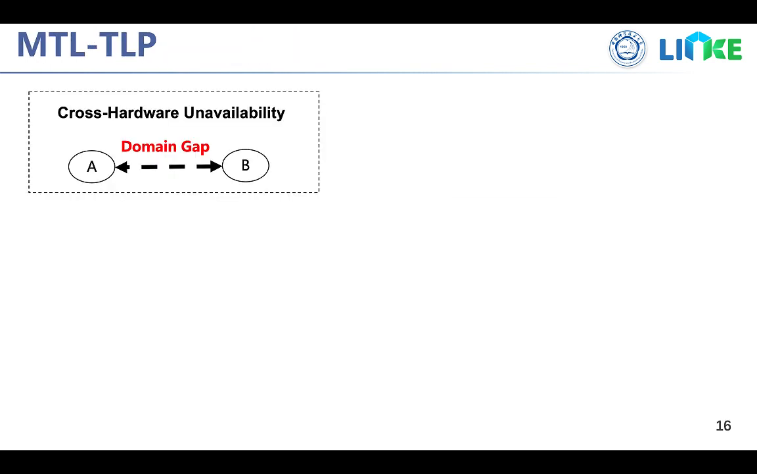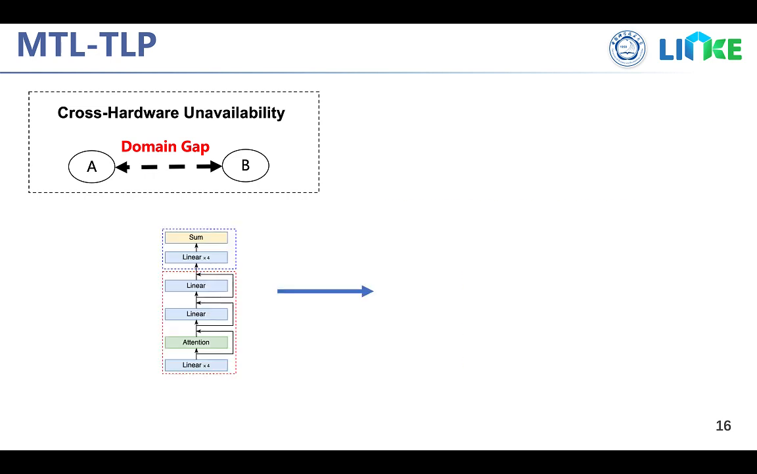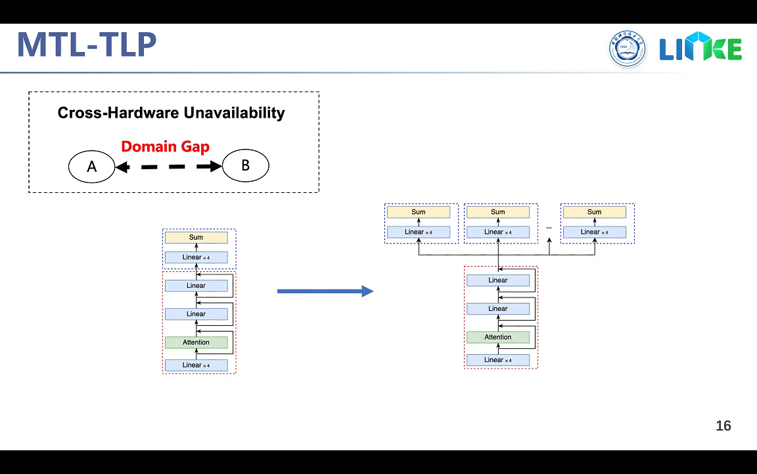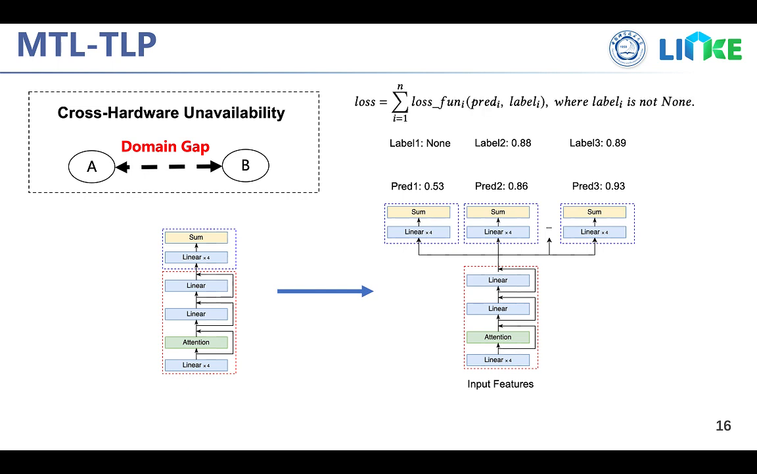To address the issue of cross-hardware unavailability, we utilize multitask learning. Specifically, we split the TLP network into a backbone and head. We leverage the head to learn the domain gap between different hardware. However, since the target hardware has a minimal amount of data, no label might be available to a given piece of data. In such cases, we do not compute the loss of the target hardware or update the head parameters related to the target hardware.